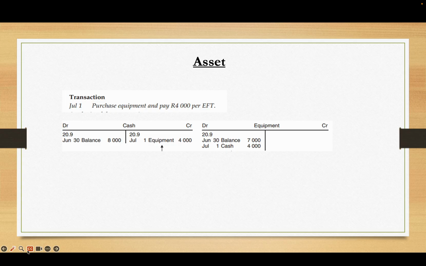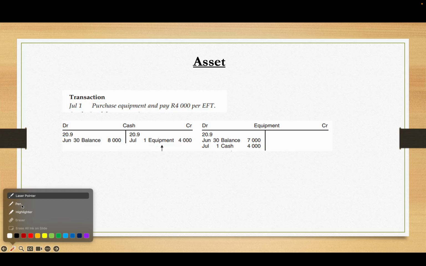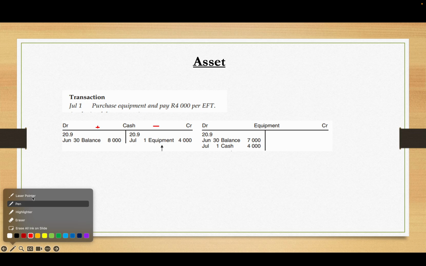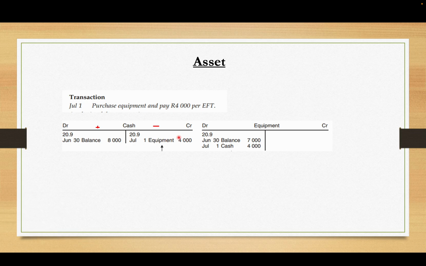Let me see if I can just write the plus and minus. This is the plus, this is the minus. Let's go back here. So it's going to do what? Decrease my bank. And it's going to be decreased by 4,000 because I paid cash. 4,000 rand is coming out of my bank account to pay for the vehicle. 4,000 rand. That's why it's 4,000 here.